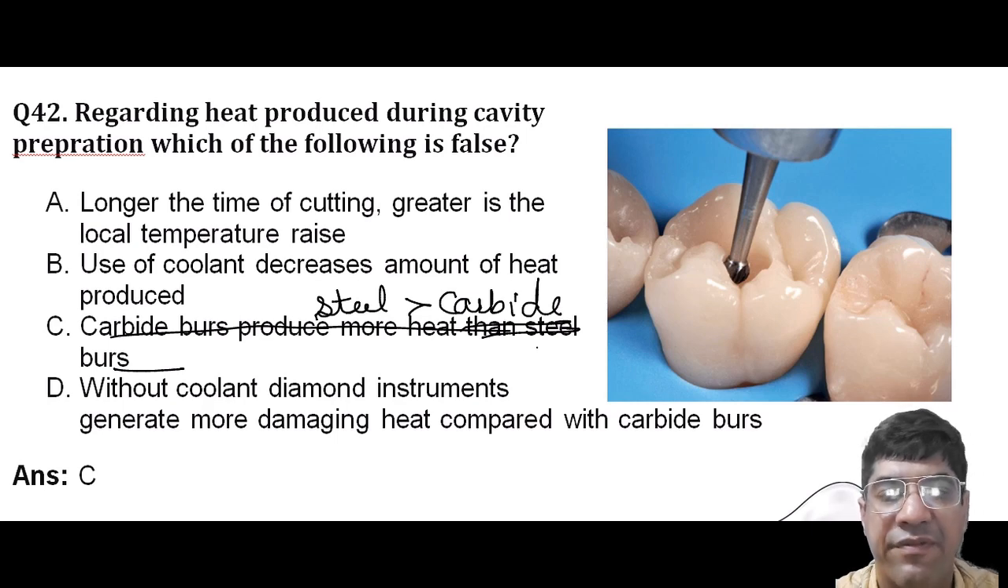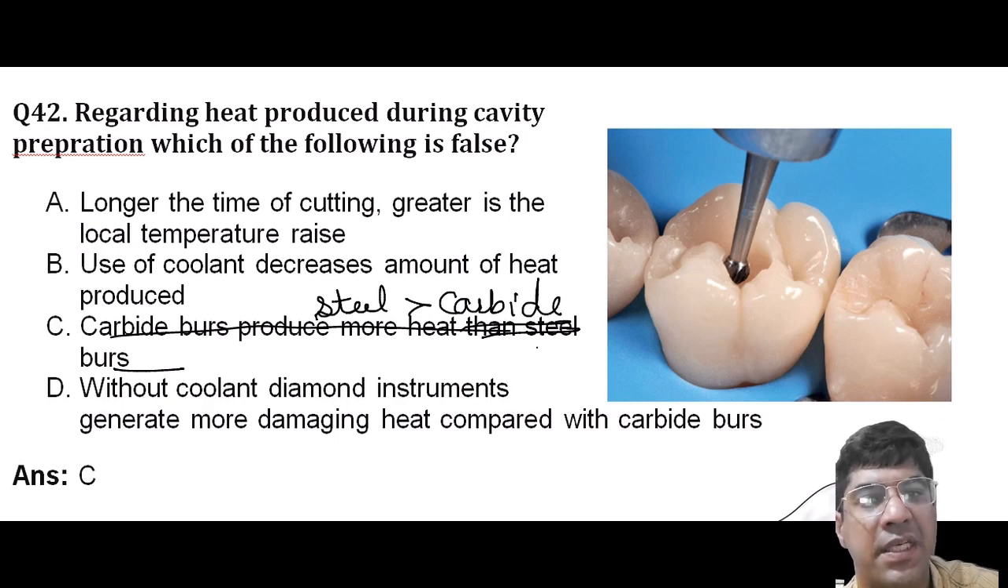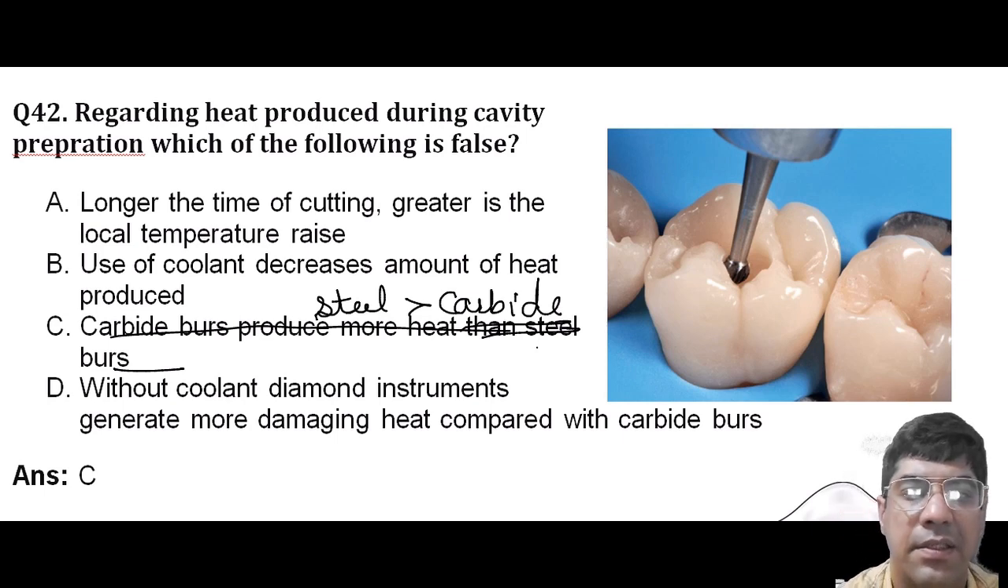The longer the time of cutting, the greater is the local temperature rise. So when the dental instrument is used to prepare a cavity in the tooth, friction between the instrument and tooth will generate heat. So the longer the cutting procedure, the more heat is produced in the localized area.